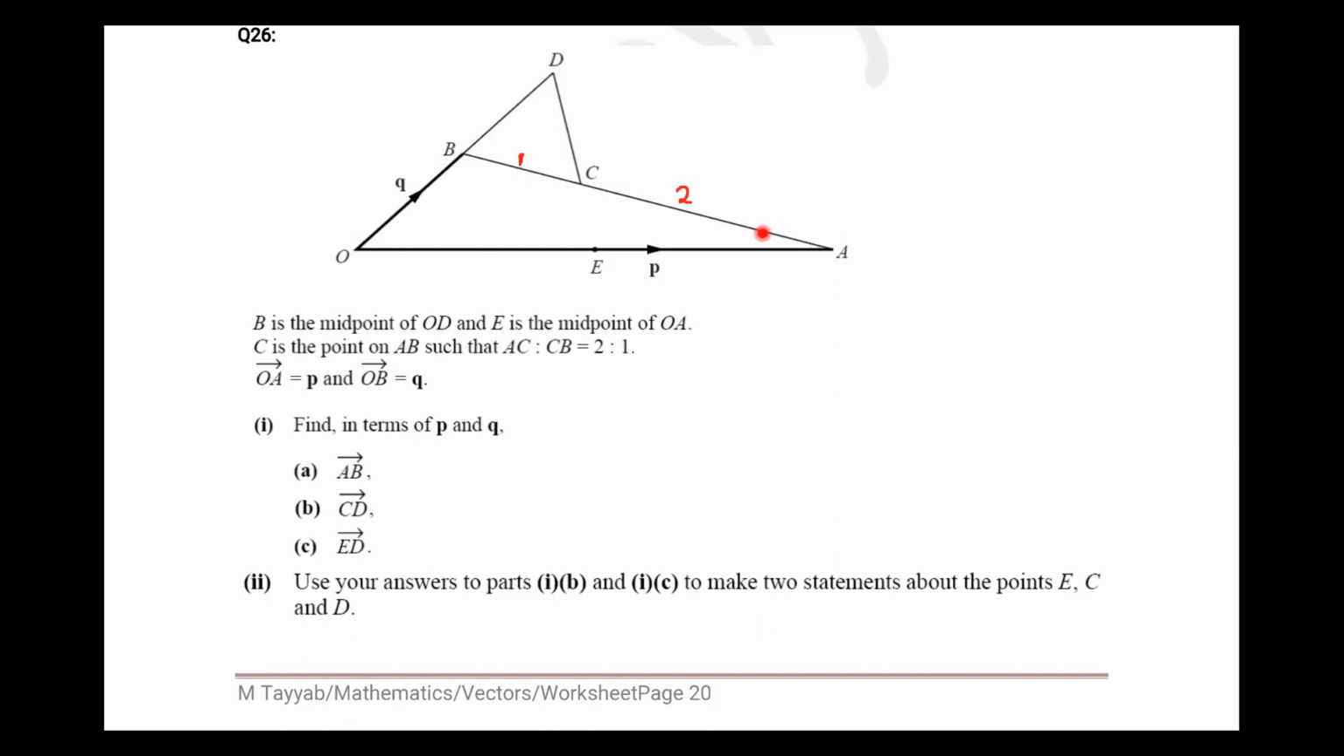If you want to find vector AB, the path for the vector AB is A to O, which is minus P, O to B plus Q. So minus P plus Q. This is the vector AB. Next, you have to find vector CD.